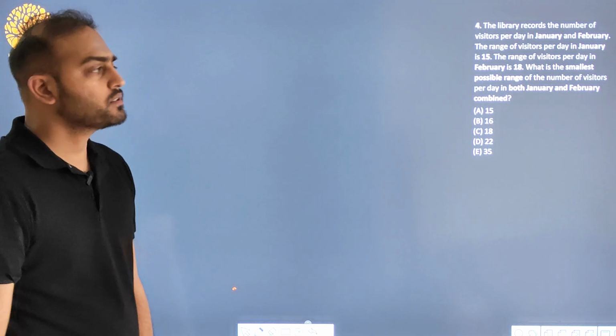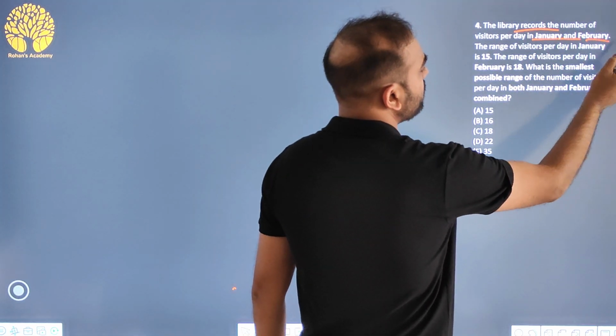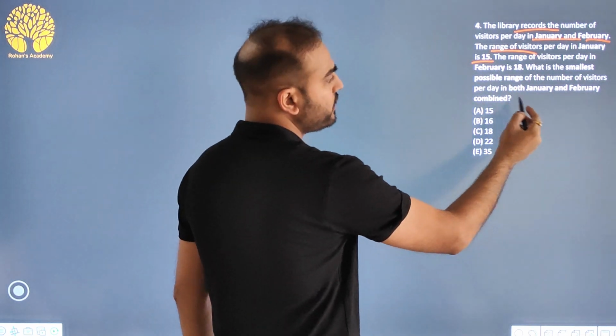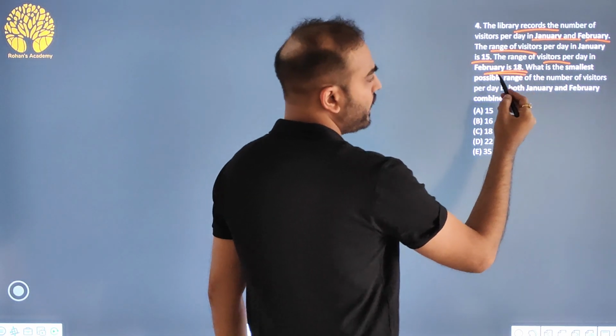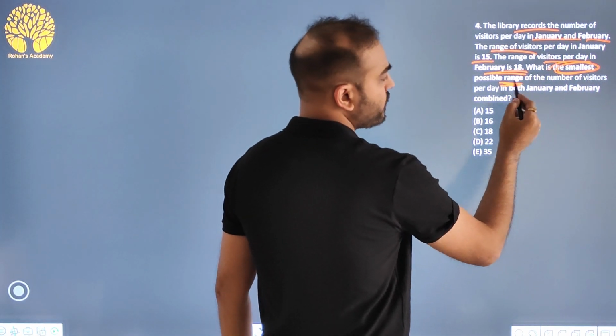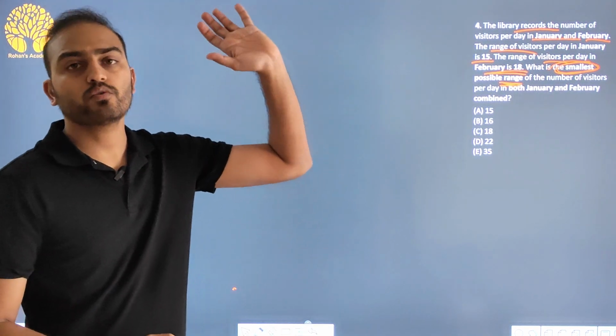An interesting question. This says a library is recording the number of visitors in Jan and Feb. The range in Jan is 15, range in Feb is 18. What is the smallest range in both combined?